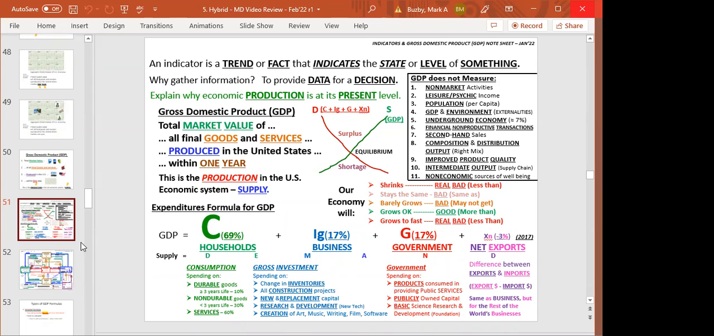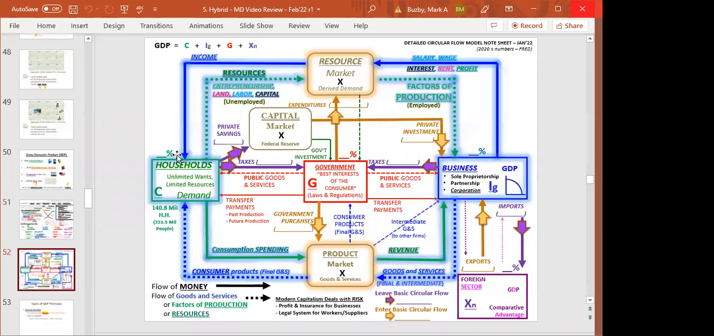Okay. So the 69, 17, 17, and minus 3. 69 goes here. 17 goes here. 17 goes here. And the minus 3 goes down here. That tells you how much, when we say $22 trillion, 69% of that 22 trillion is spent by households. 17% of that 22 trillion is spent by the government. 17% of that 22 trillion is spent by business.